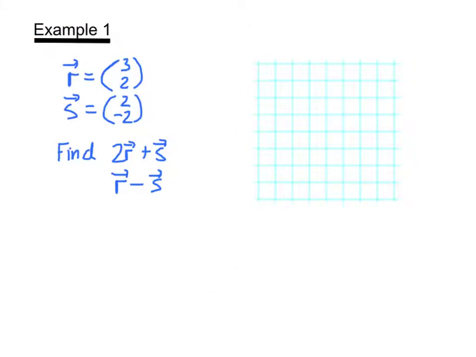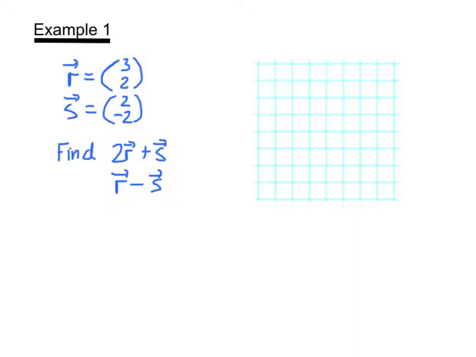In this example problem, I'm going to show you two different ways that we can simplify vector expressions using scalars. I'm going to show you the graphical way, or the geometrical way, and then I'll show you the algebraic way to simplify these expressions right here. So we're given vector R has an x component of 3 and a y component of 2, and vector S has an x component of 2 and a y component of -2. And we're asked to find first this expression right here, 2R plus S.